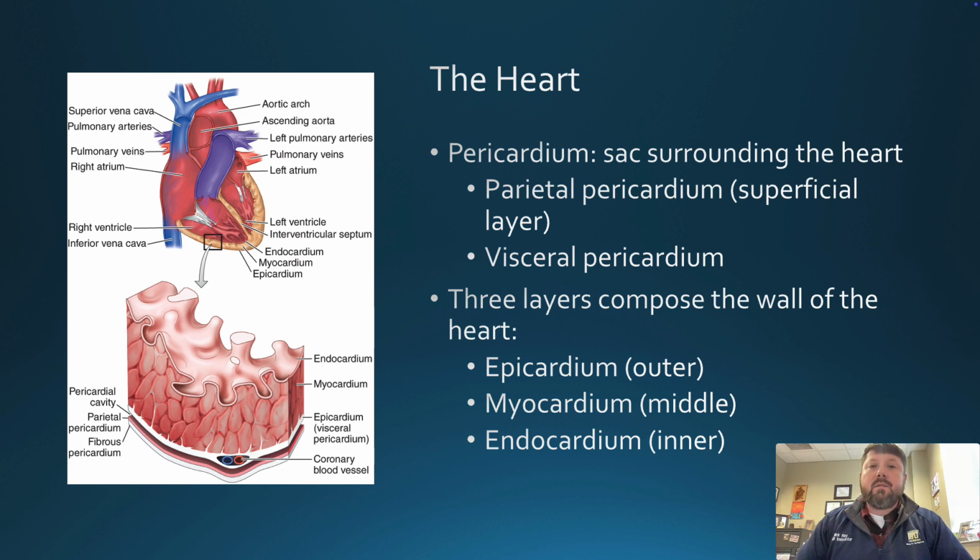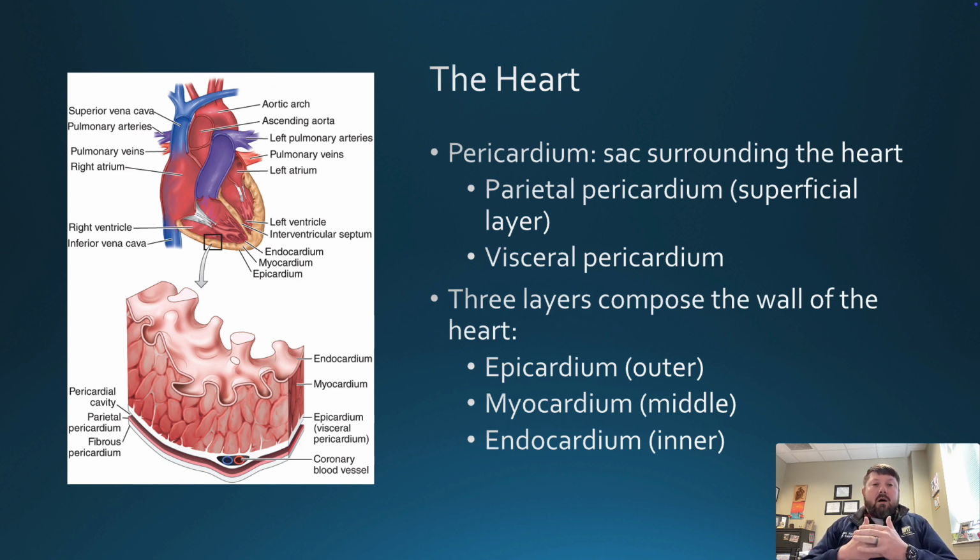Around the heart muscle itself, the pericardium is the sac surrounding the heart. It's the membrane that surrounds the heart and is composed of 2 layers, the parietal pericardium and the visceral pericardium. And within those 2 layers, there's actually pericardial fluid.